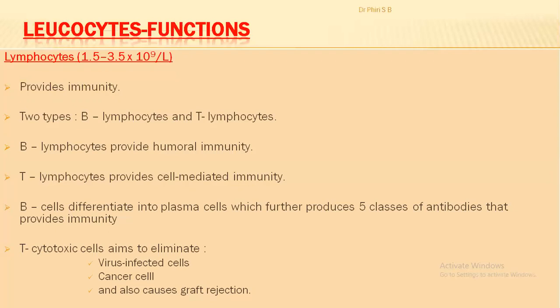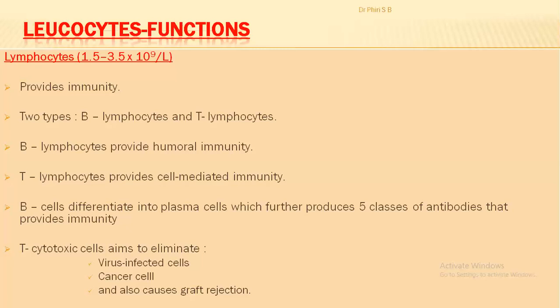The T cytotoxic cells aim to eliminate virus-infected cells and cancer cells, and they also cause graft rejection. So when you have a transplant, where tissue is taken from one person to another, graft rejection is caused by T cytotoxic cells. These are able to destroy any cell that is infected by a virus. If a virus is hiding within a cell, the cytotoxic T cells are the ones that will destroy that cell. They produce certain chemicals that stimulate apoptosis of these cells, and then the cell undergoes apoptosis.